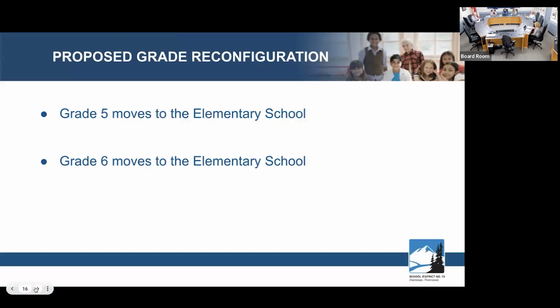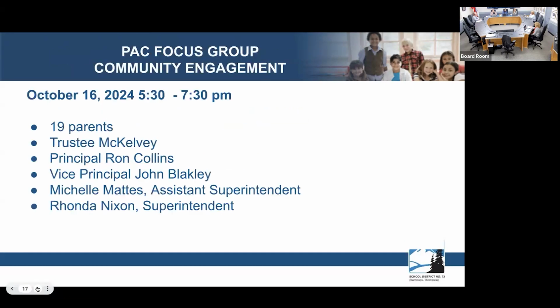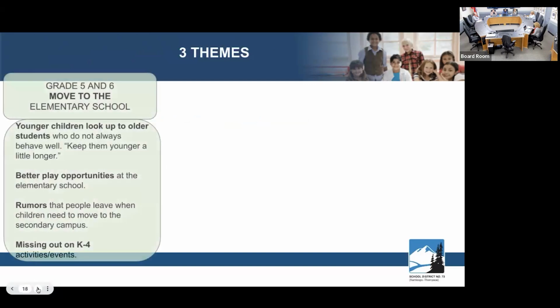So the proposed grade reconfiguration is that grade 5 and 6 students move to the elementary school. That's the proposal from the parents. So we started with a PAC focus group, and it was October 16th from 5:30 to approximately 7:30. There were 19 parents, and you can see the group on the screen are the same as the group this evening. And 3 themes emerged. Out of that group, we were not interested in making a decision. We were interested in reporting to this group what seemed to come out as key themes.